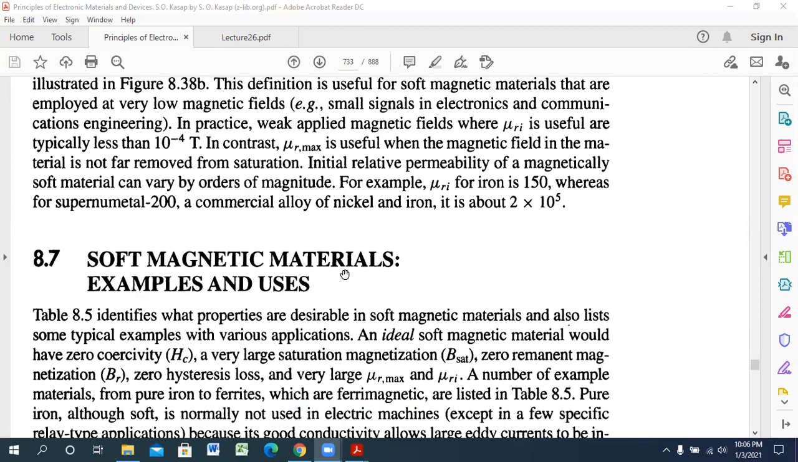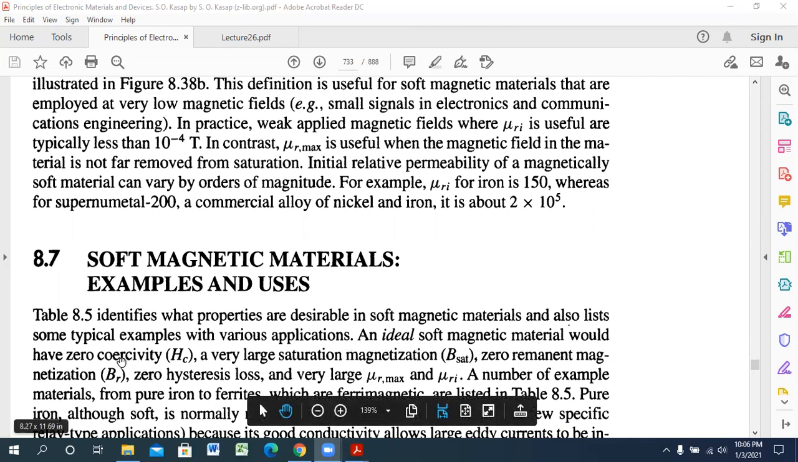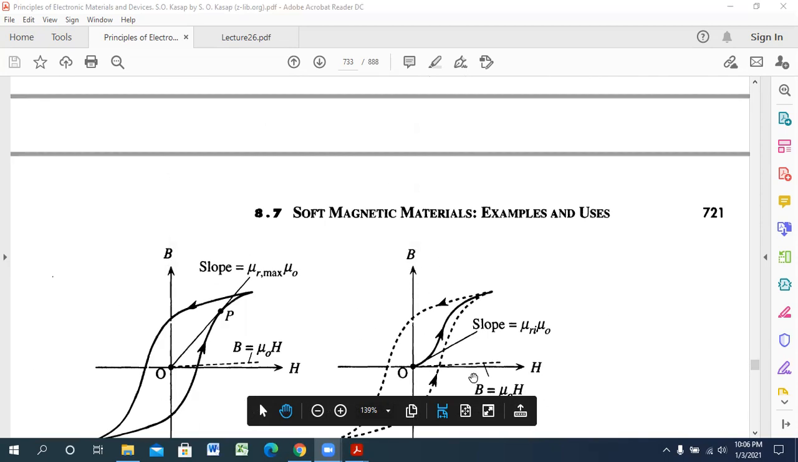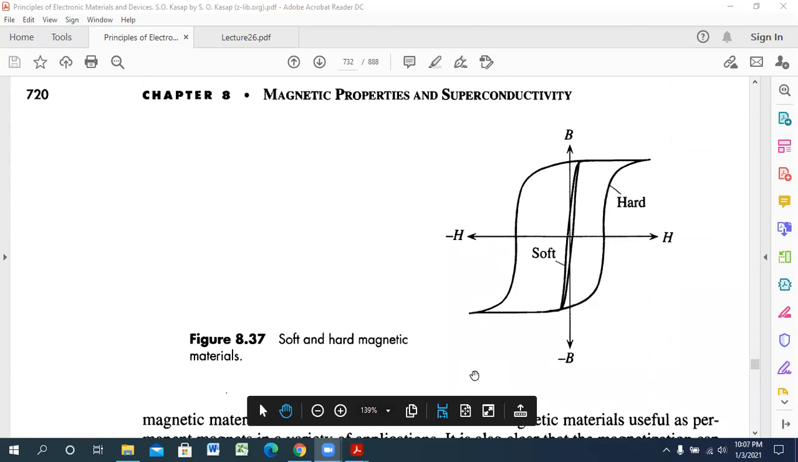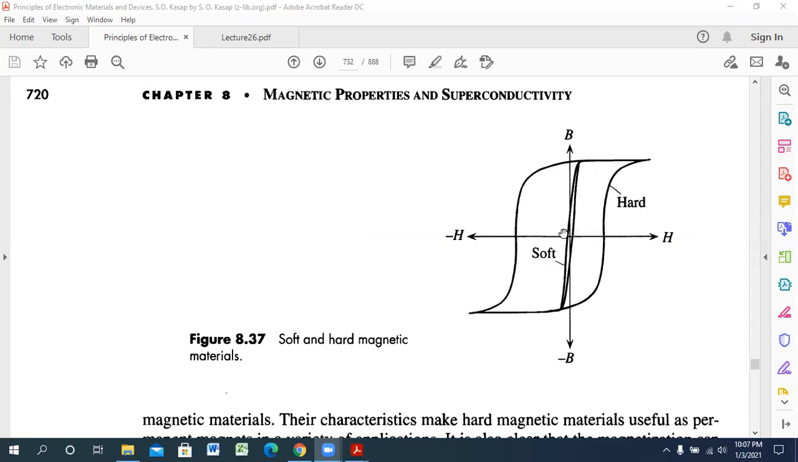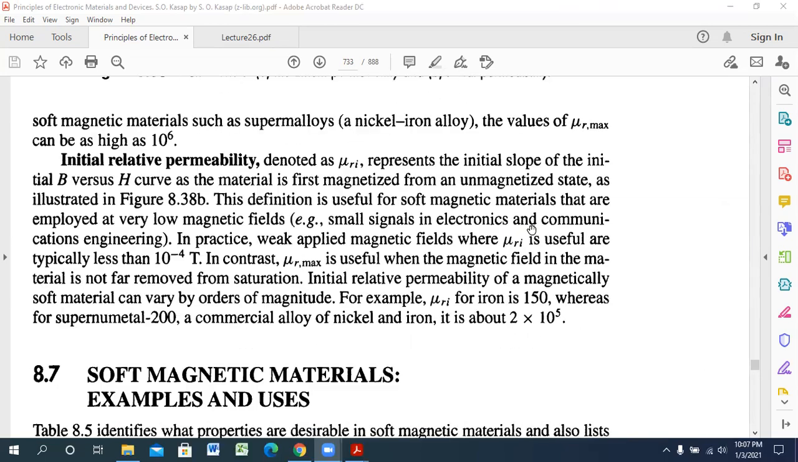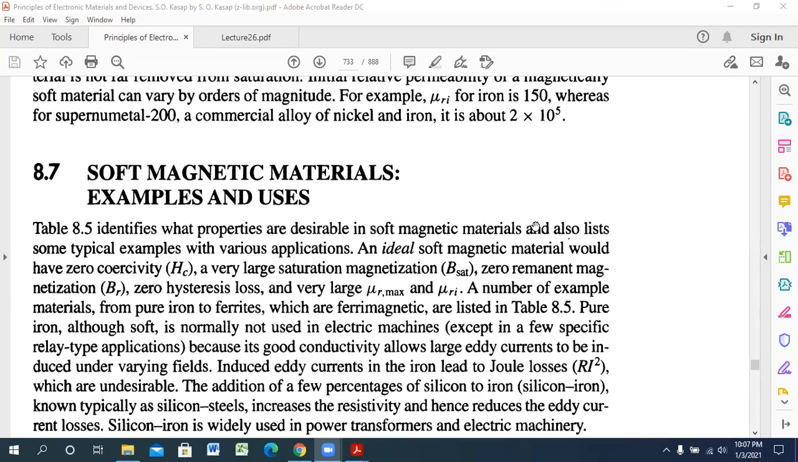soft magnetic materials. An ideal soft magnetic material would have zero coercivity, that means the Hc, and a very large saturation magnetization, that means B saturation. So, for ideal soft materials, ideally this H value in the x direction should be near zero, and this B value should be near the maximum value. That means the loop is as narrow as possible. That is the soft magnetic material, right? Okay.